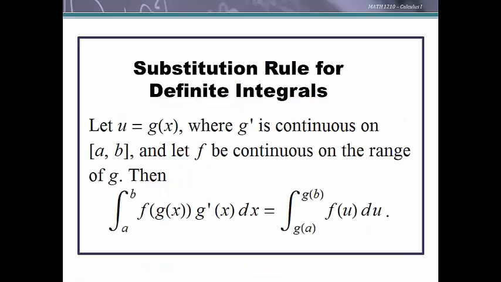So we do have a substitution rule for definite integrals if we're choosing to do option number 2. And essentially we let our g of x be u, and this becomes our du, and then we take that u, and if we evaluate it at a, we have g of a for our lower limit, and evaluated at b, we have g of b for our upper limit.